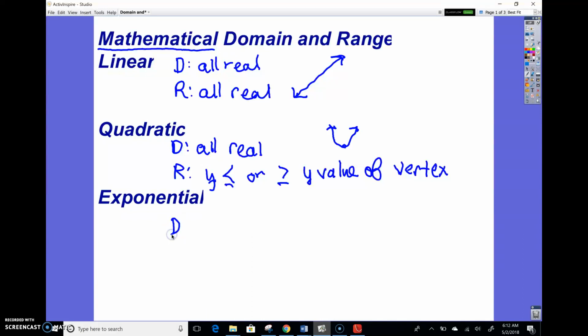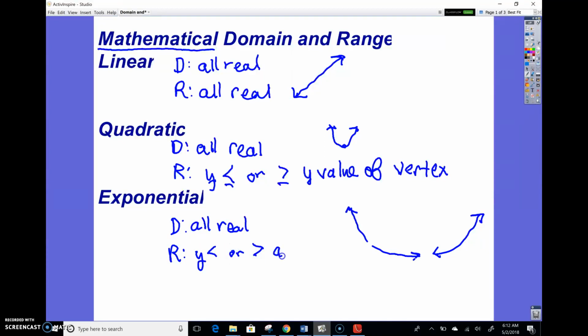For exponential, remember our graph looks something like this or like this. Okay, so the domain here is going to be all real also. The range is going to be y is greater than or less than the asymptote. Remember, the asymptote is that horizontal line, okay, where the line looks like it's going horizontal. Okay, that's where you can find the asymptote. Okay, that's if they ask for mathematical domain and range. That means no restriction.